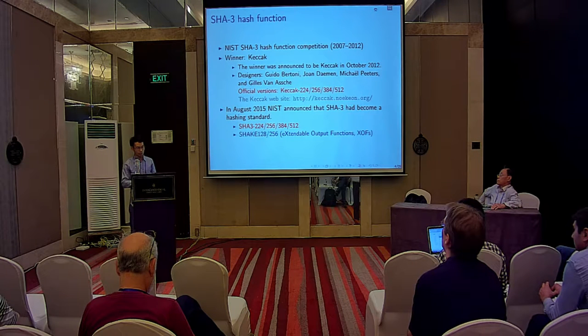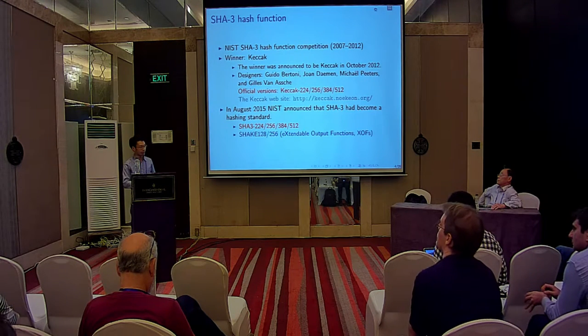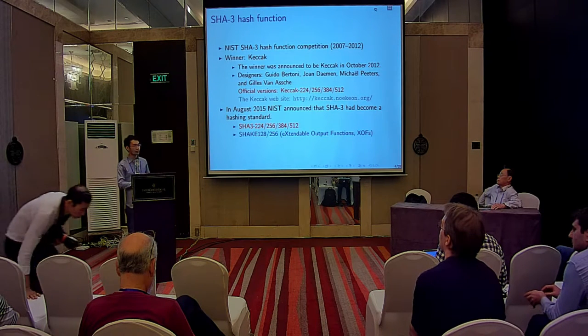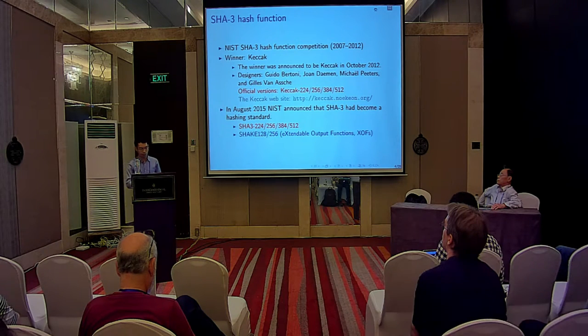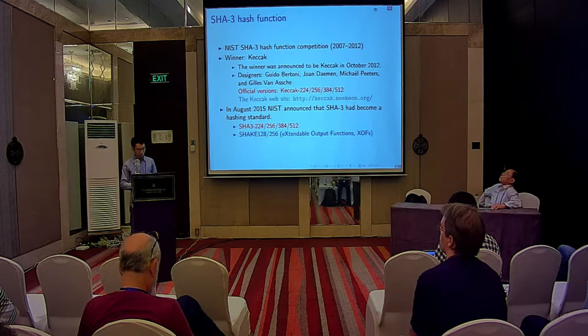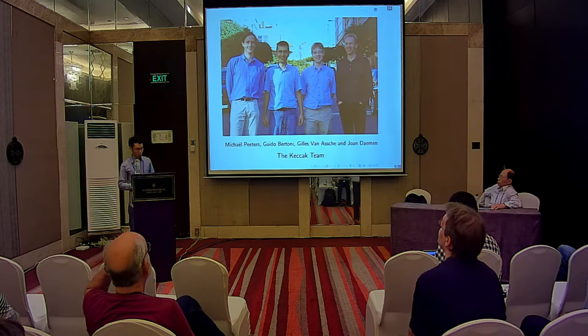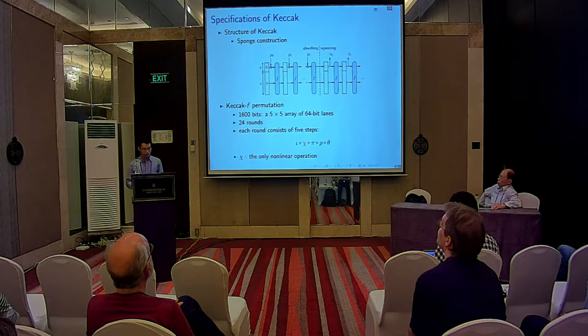SHA-3 contains six versions. The first four versions are almost the same as Keccak-224, Keccak-256, Keccak-384, and Keccak-512. And there are another two versions, including SHAKE128 and SHAKE256. These two versions are extendable output functions. We will explain the six versions later. These are the four members of the Keccak team. Now I will give a brief description of Keccak.